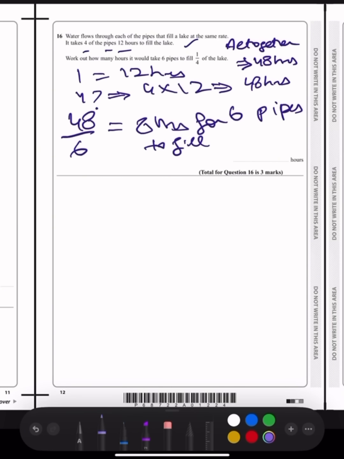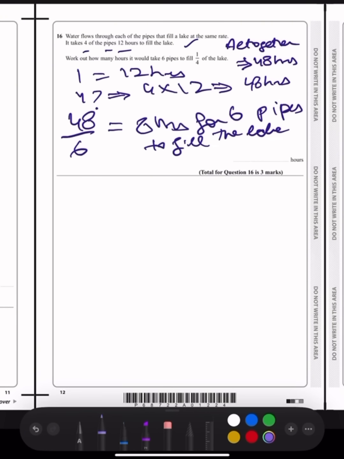So 8 hours for 6 pipes to fill the lake. Okay. That's your second mark. And now for your third mark. Now that we've got that it takes 8 hours for 6 pipes to fill the lake, so after that what we do is, oh yeah, okay, now I get it.